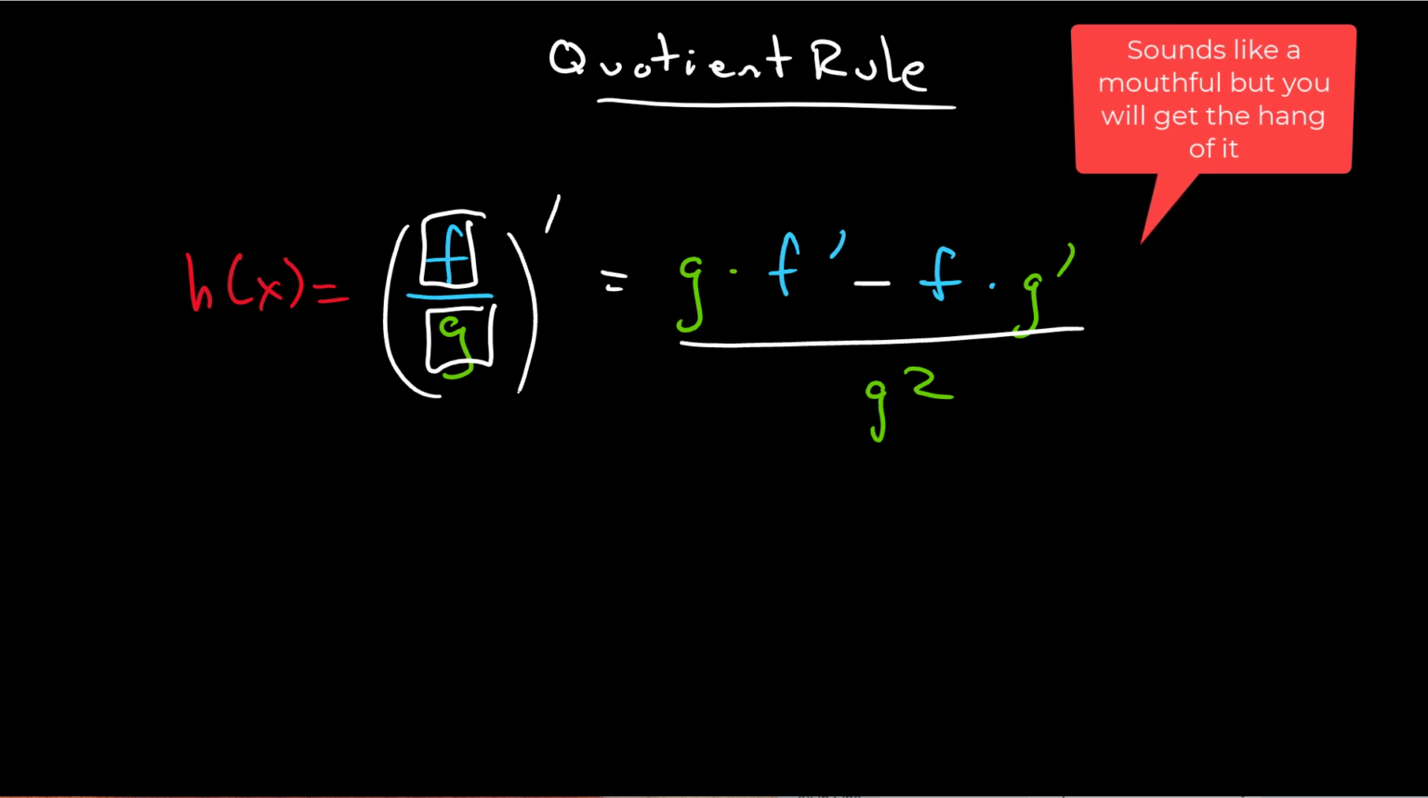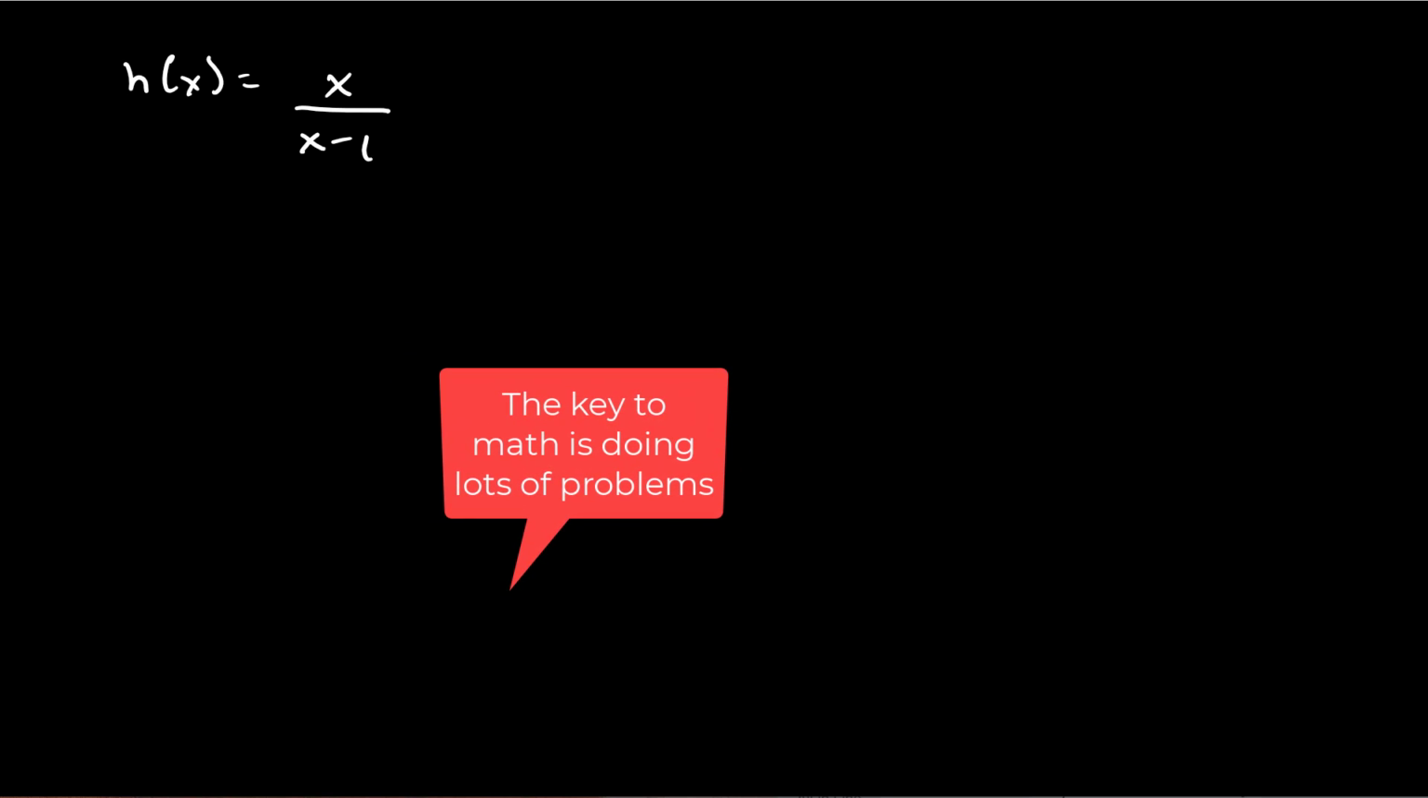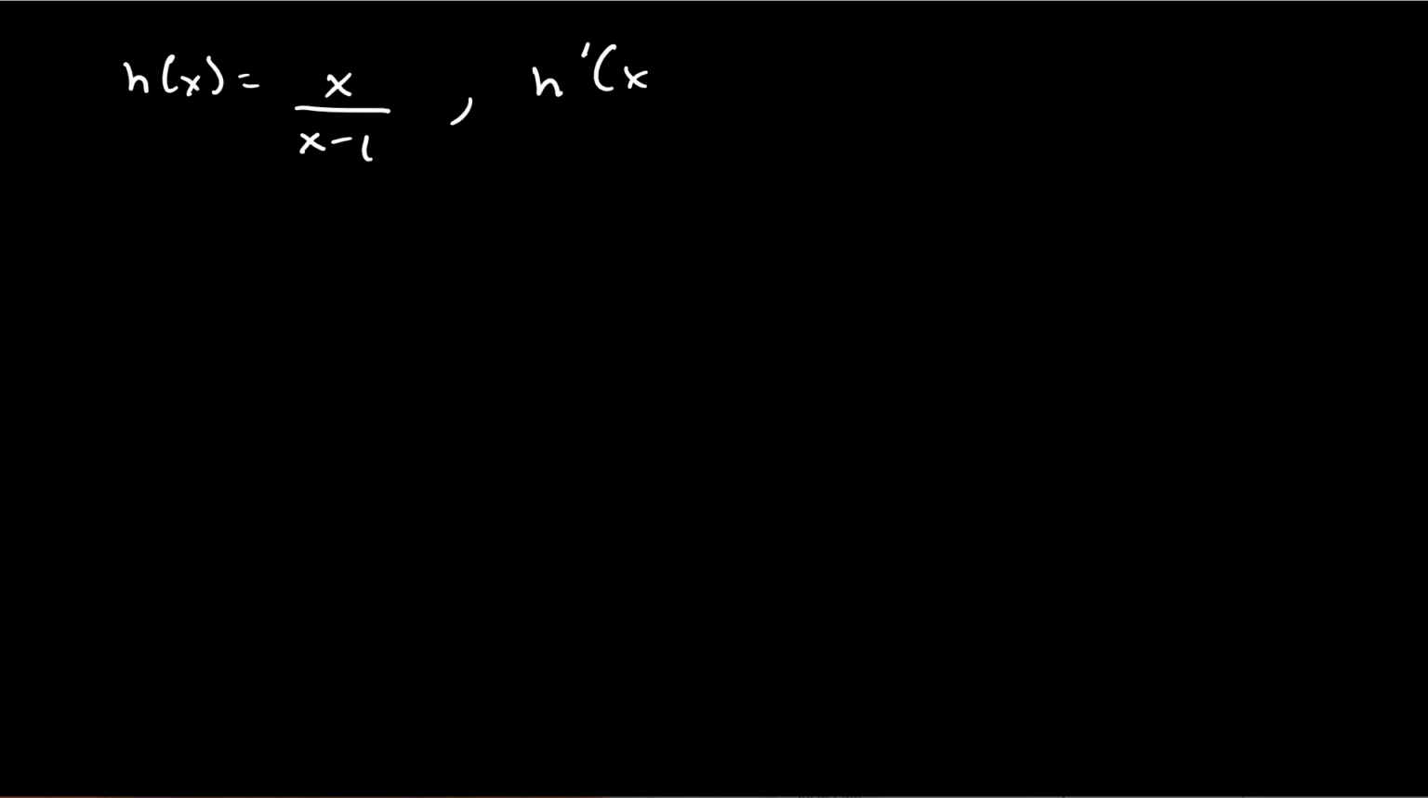The best way to illustrate is through an example. Let's take an example. Suppose I have h of x equals x over x minus 1, and we're asked to find h primed of x.